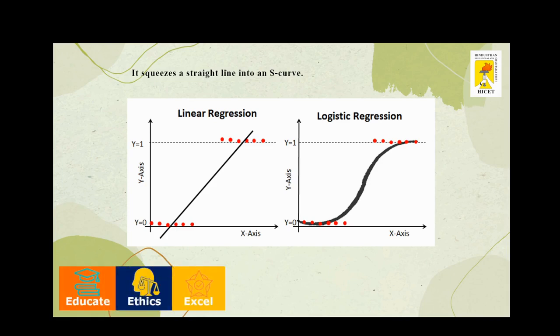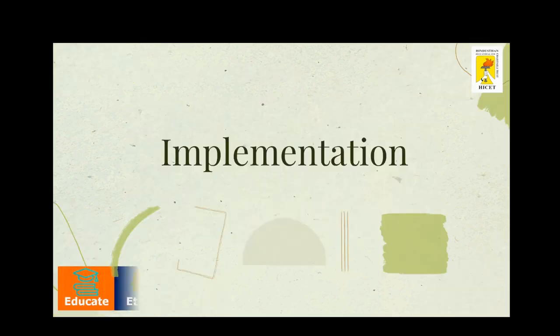To go on with a simple diagrammatical representation, linear regression goes with the equation of a straight line, y is equal to mx plus c. If the straight line is squeezed into an S curve representation, then it becomes the diagrammatical representation of logistic regression. And here we are going to show you a simple implementation of logistic regression for a problem.